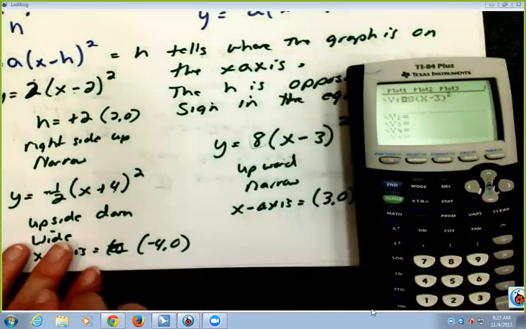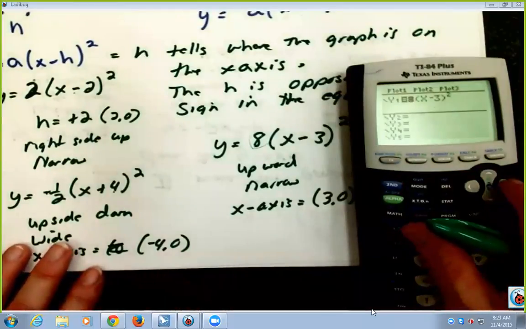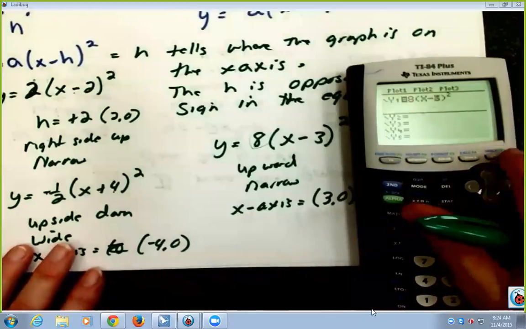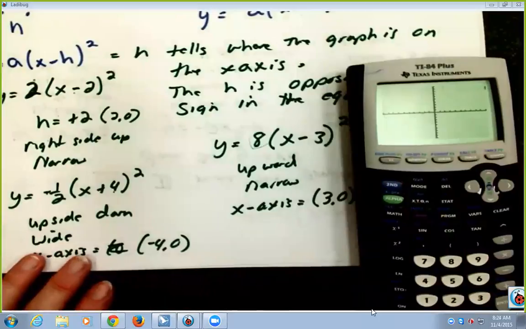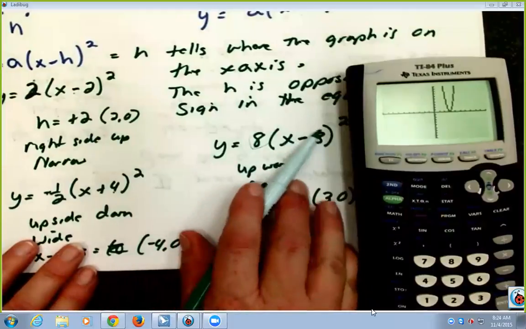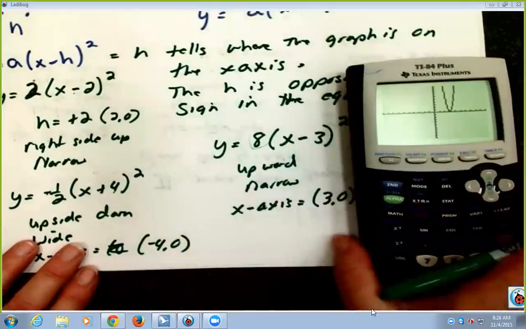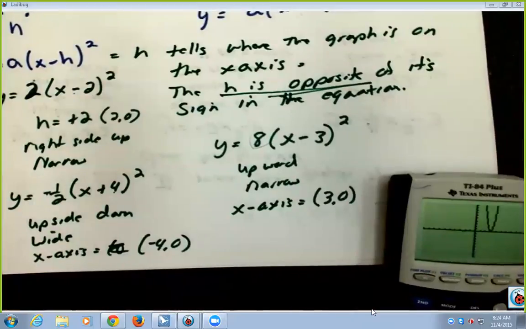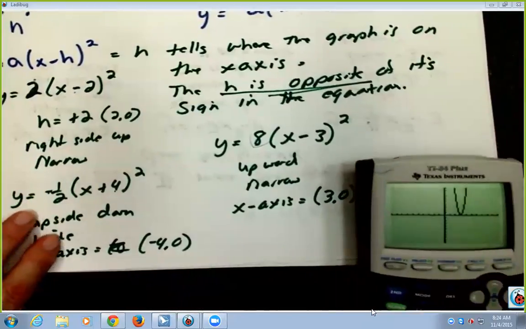And something happened. It's not moved over. Oh, I see what happened. Minus 3, not negative 3. Now we'll get it to look like it's supposed to. So it moved it over 3, and I ended up with what my value would be. So it's moved it the opposite of what it told me here. So h is always opposite. So just always remember that h is opposite of what it tells you. So then you'll end up getting it in the right spot. Okay?